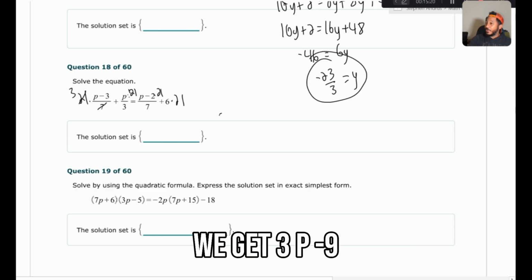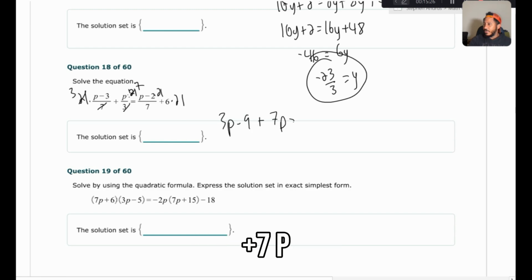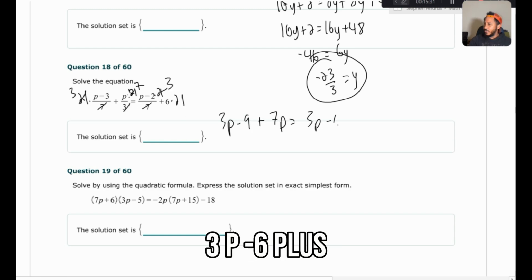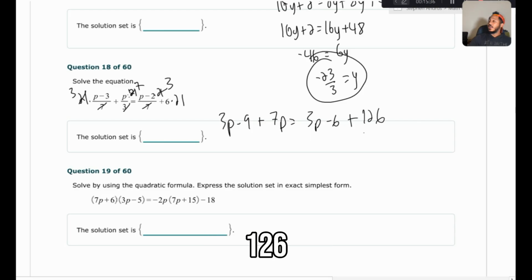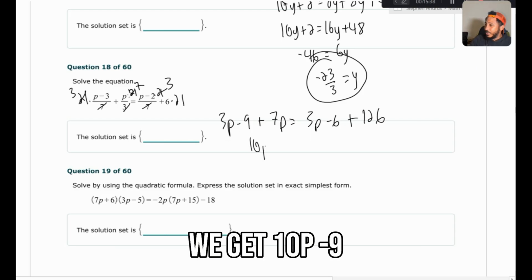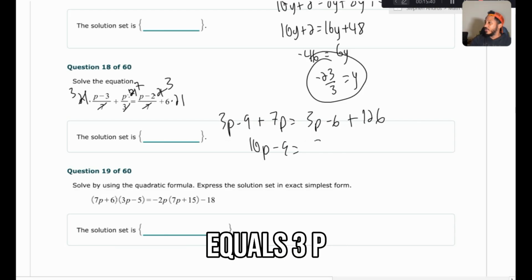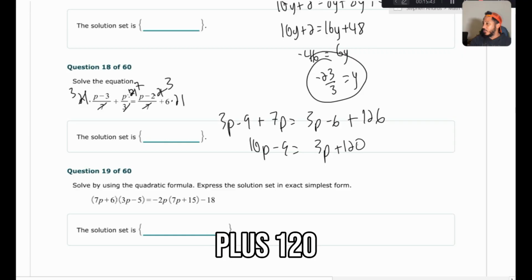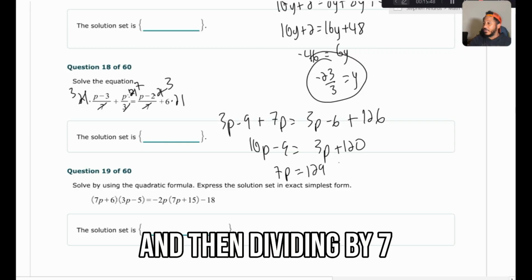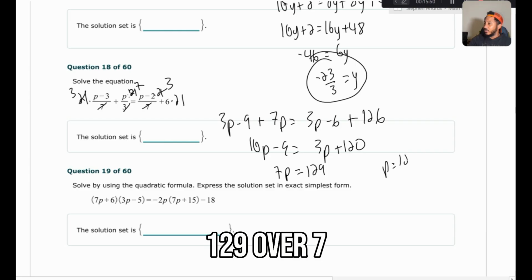We get 3p minus 9 plus 7p equals 3p minus 6 plus 126. Now combining like terms, we get 10p minus 9 equals 3p plus 120. Subtracting 3p, we get 7p. Adding 9, we get 129. And then dividing by 7, we get p is 129 over 7.